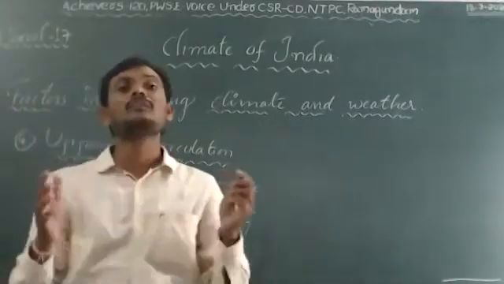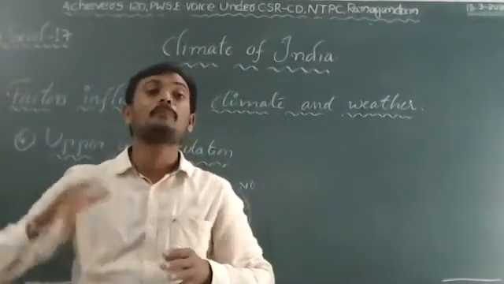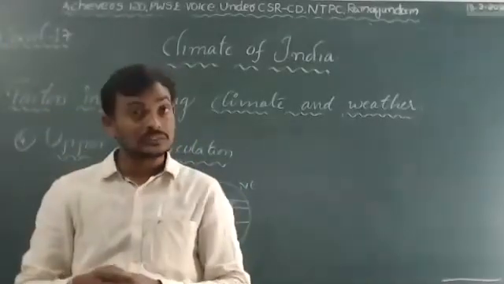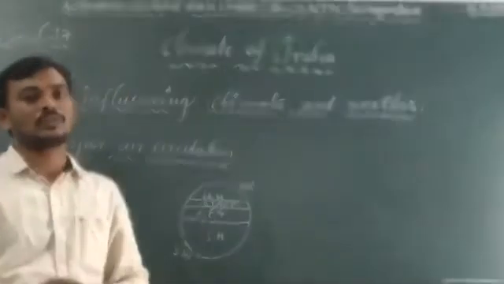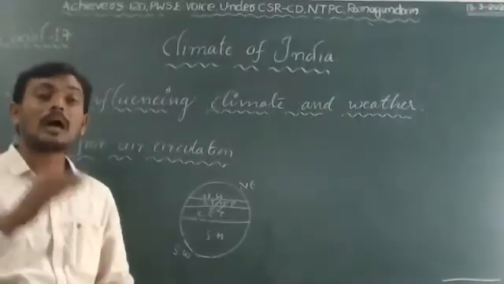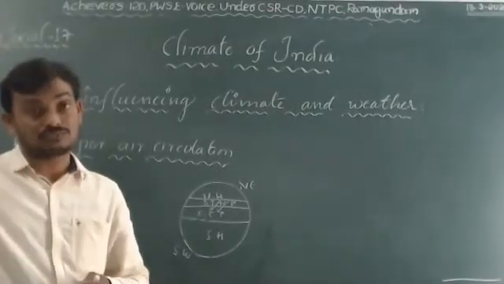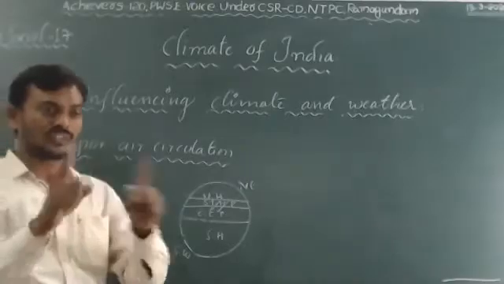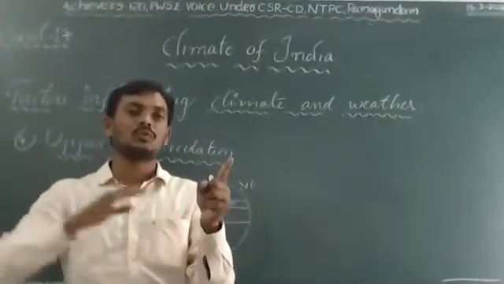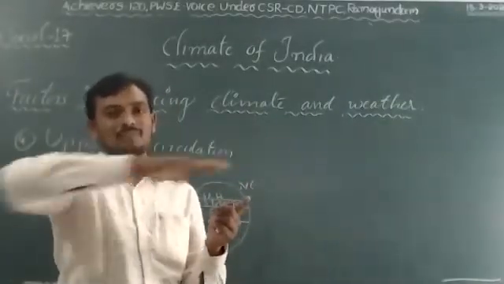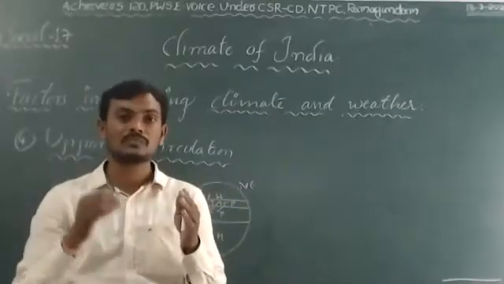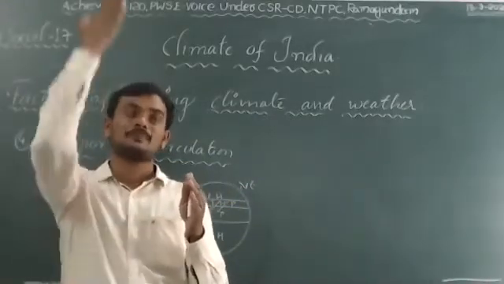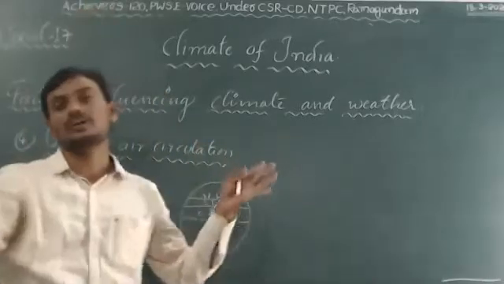The climate of India is also affected by upper air currents called jet streams. One more question: what are jet streams? Upper air currents are called jet streams. You know the difference between wind and current. Wind blows parallel to the earth, while the current blows from downstream to upstream, because of pressure variation only.